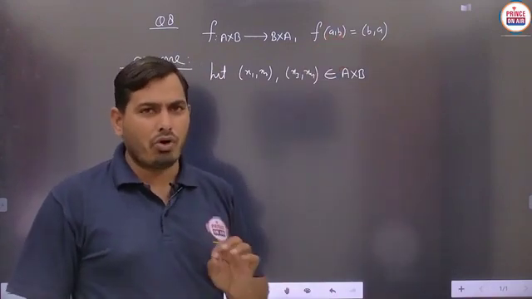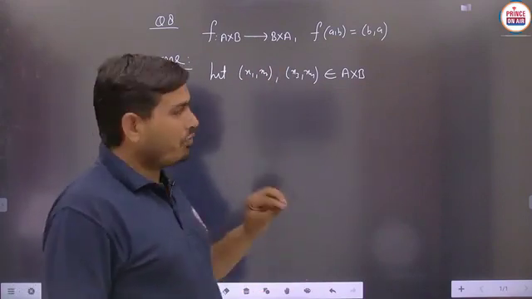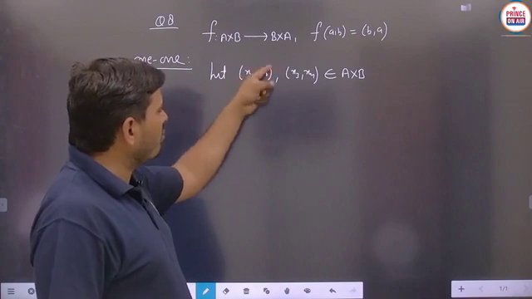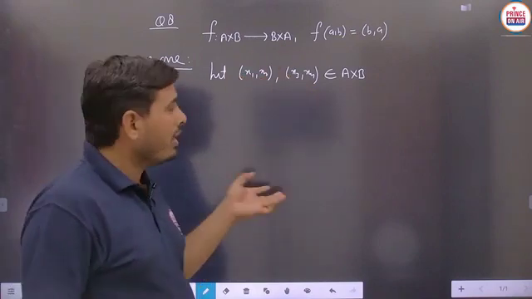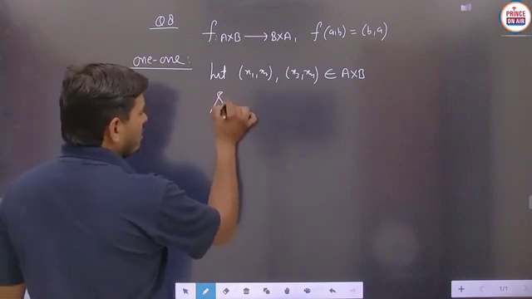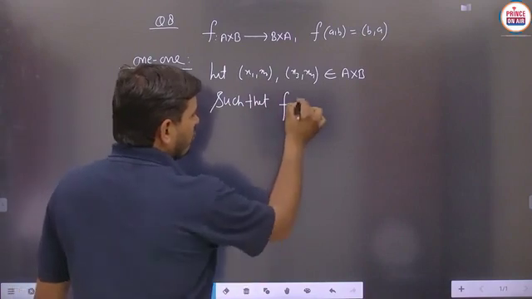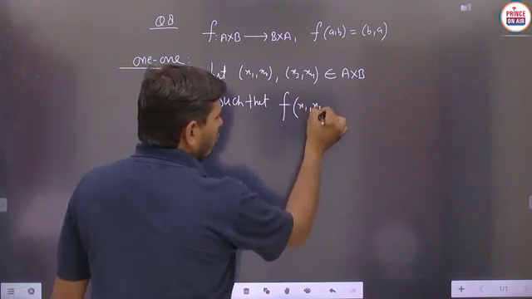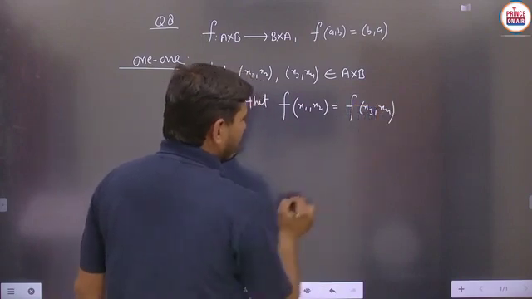So there should be no confusion in taking these types of elements. First of all, is it clear? We have to take the first element, suppose it is capital X1, and the second, capital X2, such that f of x1 comma x2 is taken as f of x3 comma x4. Is it clear?